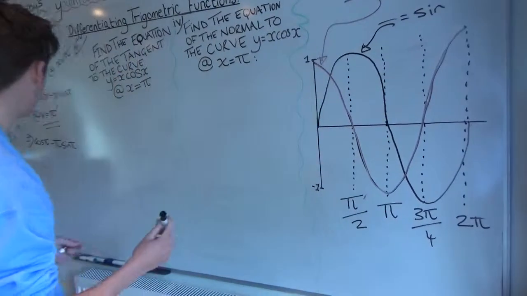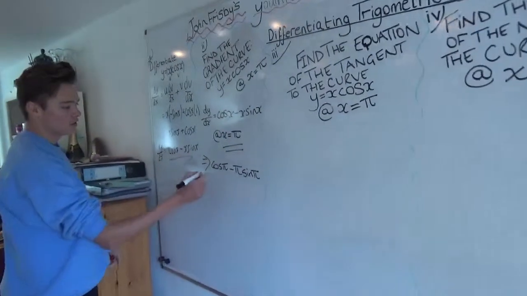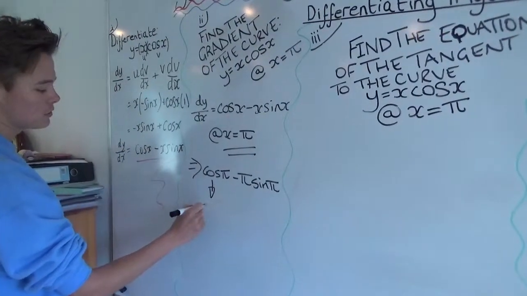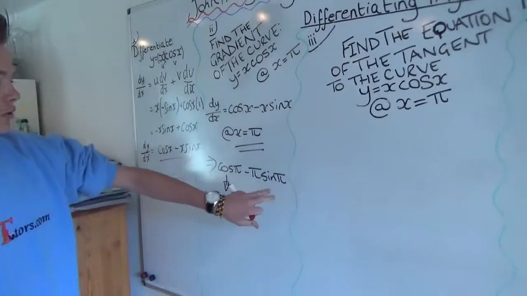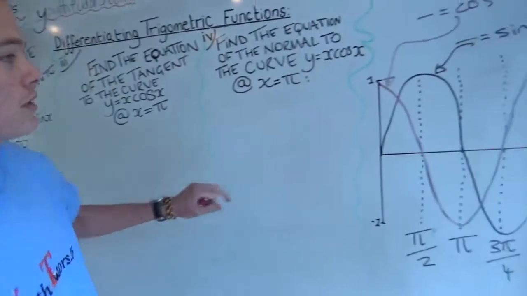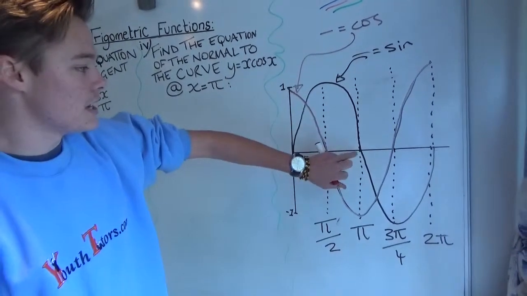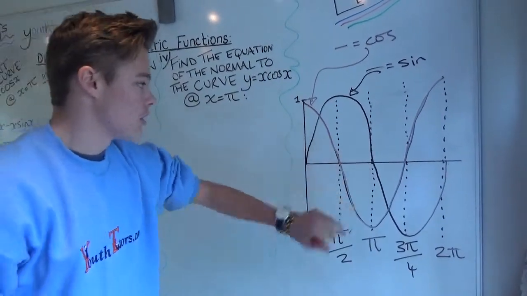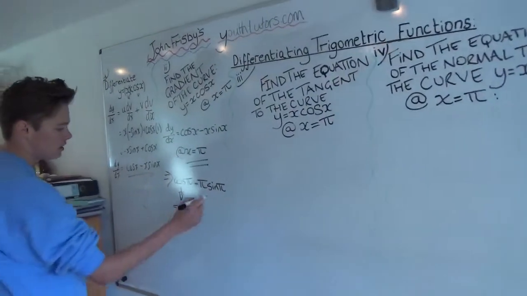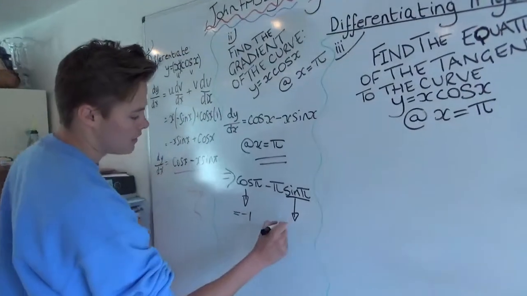Excellent. So I'm just going to quickly write this over here. So cosine pi is -1. So that there, I'm going to just draw a little arrow, is equal to -1. And now we've got sine pi. So if we find on the sine graph where sine is equal to pi, we can see here it is equal to 0. Brilliant. So we go back over here and we can put that in. So that there equals 0.